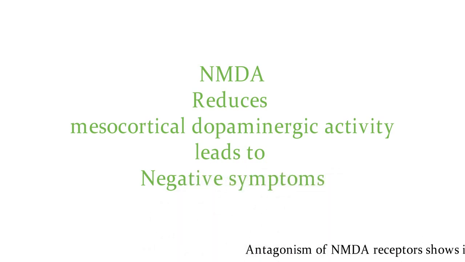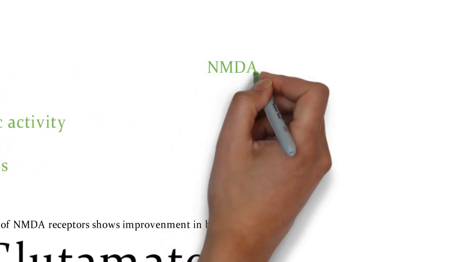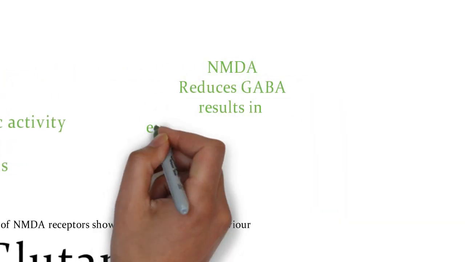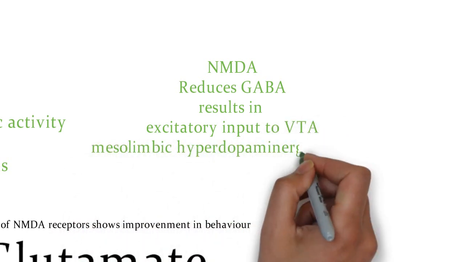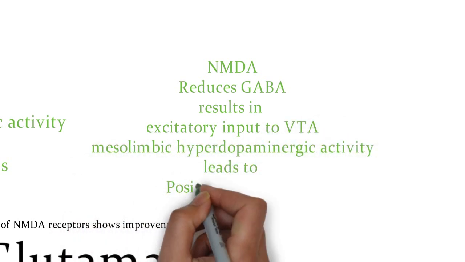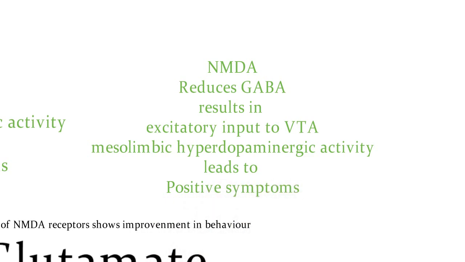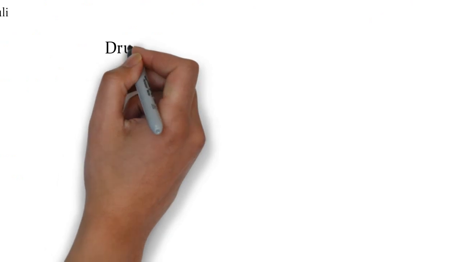And along with this, NMDA also controls the mesolimbic pathway, as NMDA hypofunction reduces the GABAergic inhibition over the VTA. So the VTA will be continuously in an excited state. This will lead to activation of the mesolimbic pathway and leads to positive symptoms. So these are the two neurotransmitters which are involved in the schizophrenia condition.